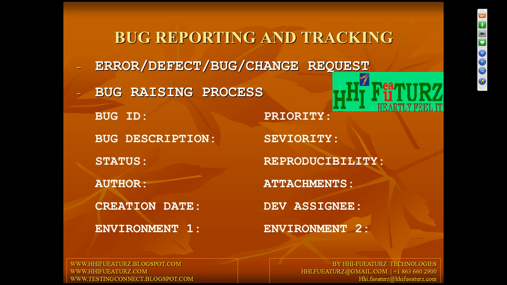Then environment, which environment it is. If it is Windows XP, then you will assign it to XP, Windows 7 you are reproducing. Normally, if your application is supposed to run in multiple environments, before reporting the bug you should retest in all those environments: Windows XP, Windows Vista, Windows 7, something like that. In Linux, in Mac, all those operating systems also, you have to test.